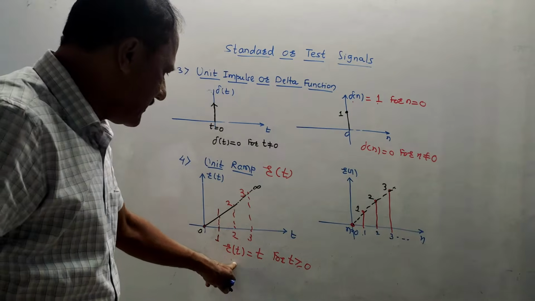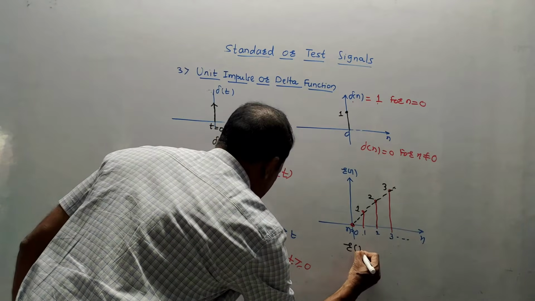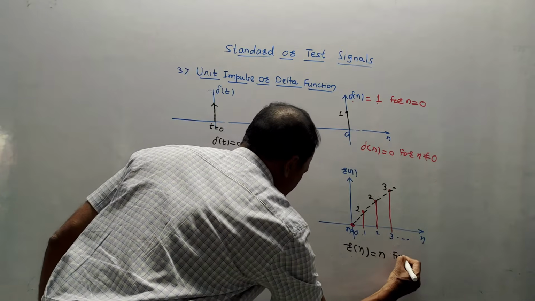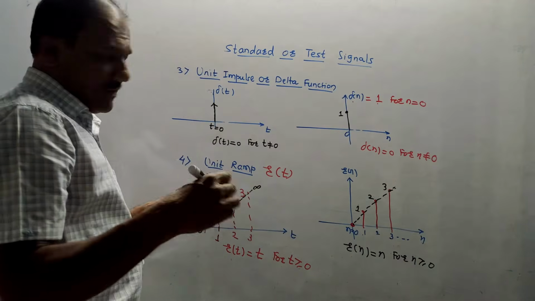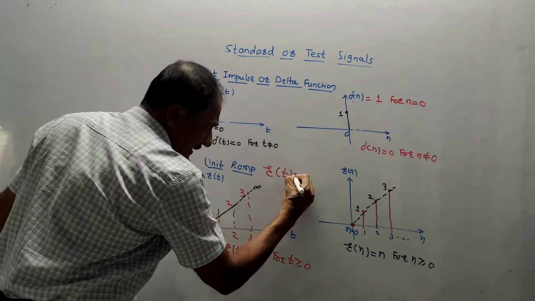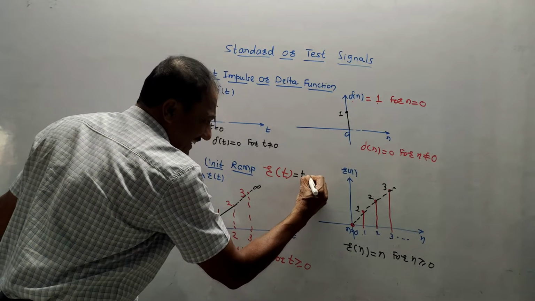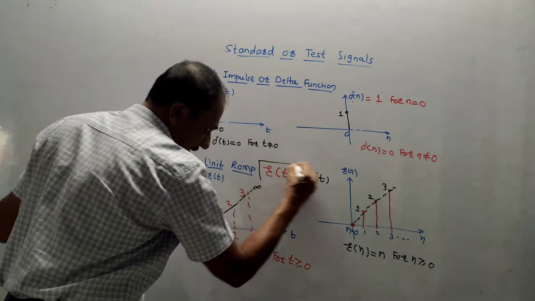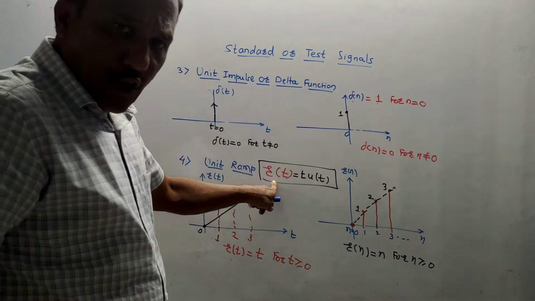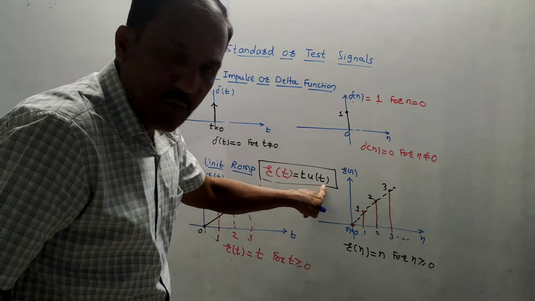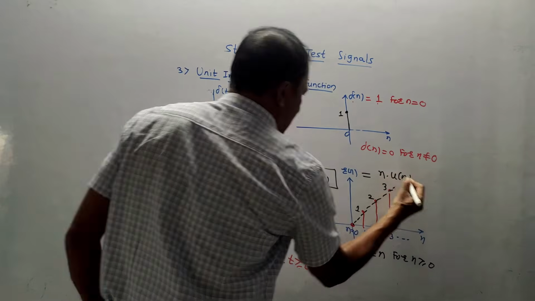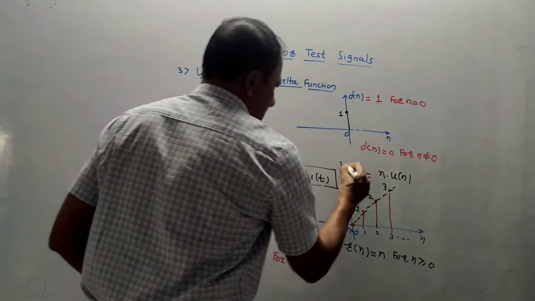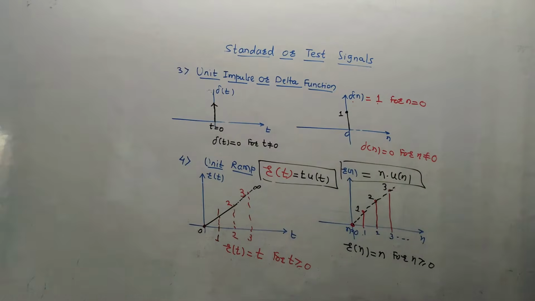How to write the mathematical equation? Same as this. You can write it as R of n is equal to n for n greater than or equal to 0. One important thing, for your understanding, this R of t signal can also be written as t into u of t. Do remember this notation. In some numericals, R of t won't be mentioned; t into u of t will be mentioned, or if it is a discrete signal, it is represented as n into u of n. The meaning of both these notations, t into u of t or R of t, and n into u of n or R of n, remains the same.